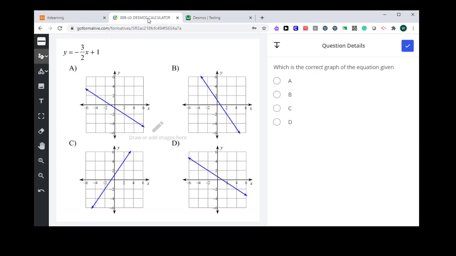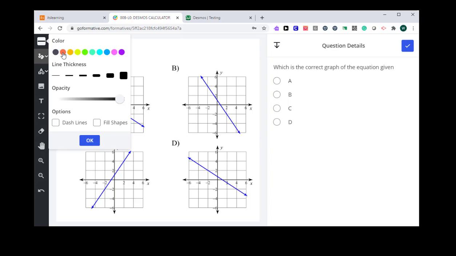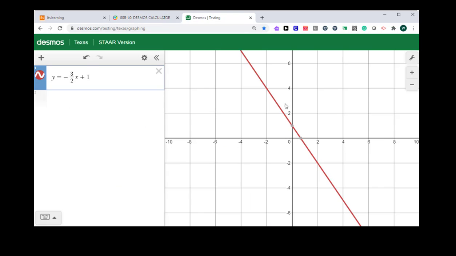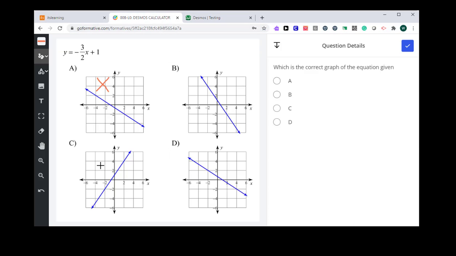So with that in mind, I notice that my first multiple choice has y-intercept at -1. So let me change this to red, make it a little bit thicker. And because this is a -1, I know this is wrong because on my Desmos calculator, my y-intercept is a +1. Also notice this is a negative slope. Letter C is a positive slope, so I also know this is wrong. Now these two have negative slopes and they both cross at 1.